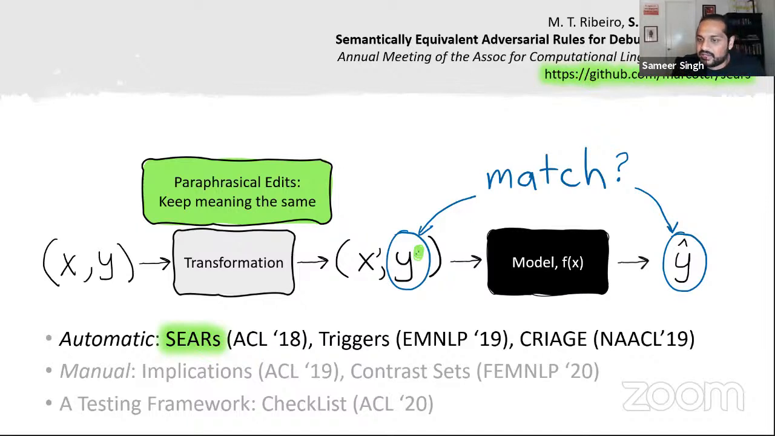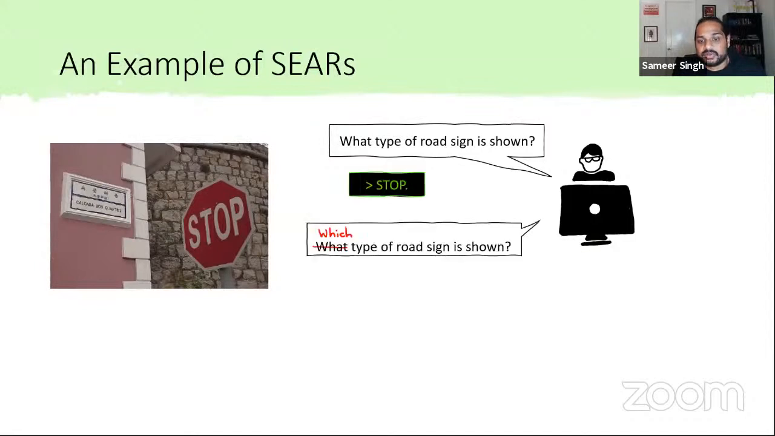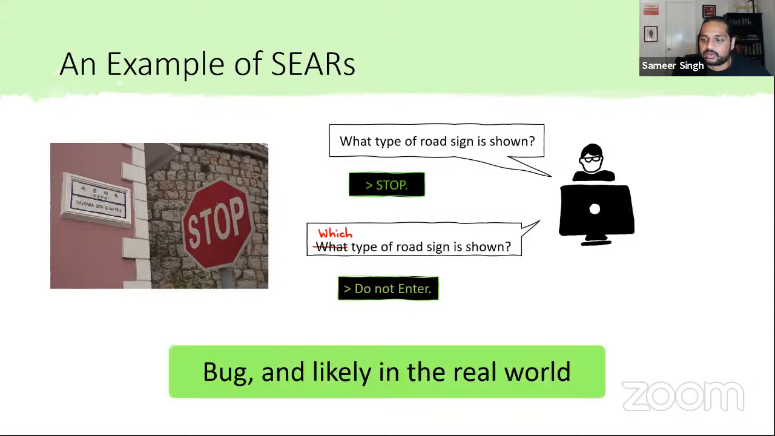Very simple idea here. I won't go into details of how we did it, but I'll give you some examples. "What type of road sign is shown" getting replaced by "which type of road sign is shown" was an example of what our system produces automatically. Right? It looks at "what type of road sign is shown" and realizes that you can ask a rephrasing, "which type of road sign is shown," and that leads the model output to change. Right? And what one would easily agree with, I think, is that this is an example of a bug, because it's pretty likely in the real world and it's causing the model output to change.